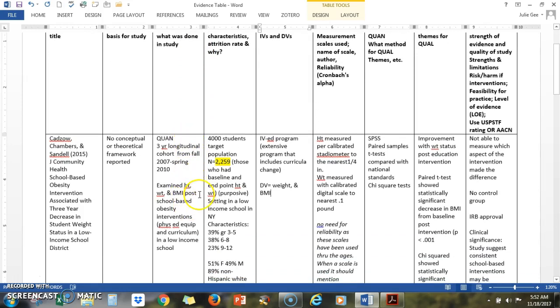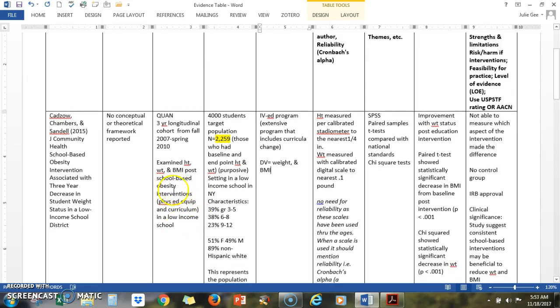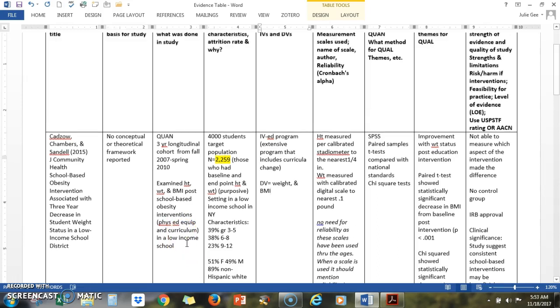So in a nutshell, what happened is these guys examined height, weight, BMI, and BMI percentile. I just didn't write that in there. Post-school based obesity intervention program in a low-income school. So the intervention program, if we would have read through and looked at it much more closely, it was an extensive physical education program that involved equipment and curricula, among a few other things.